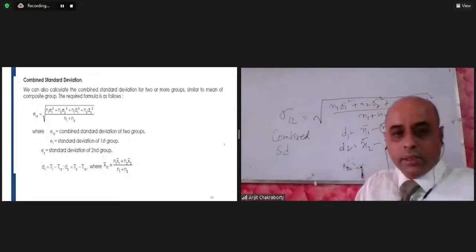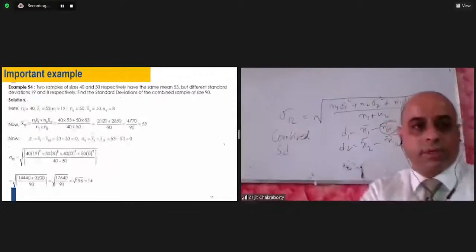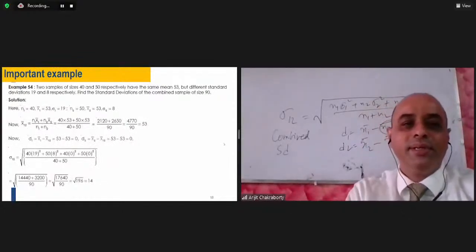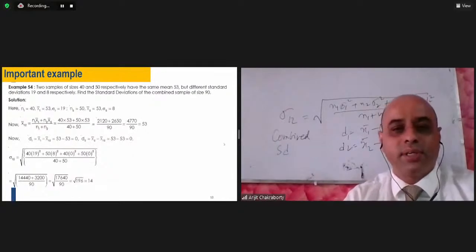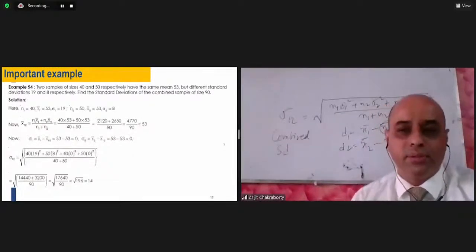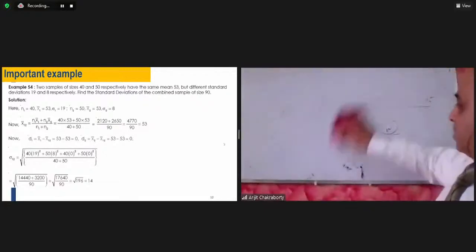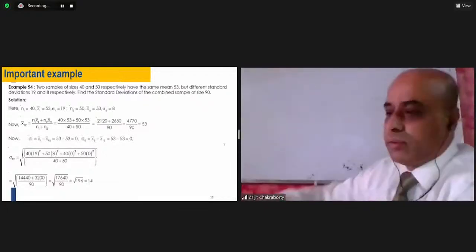Okay. So here we will do one question. This is very, very important for the exam. I have written on the slide an important example. Two samples of size 40 and 50 have the same mean 53, but different standard deviation. Now this can be possible. They have the same mean, but different standard deviation.